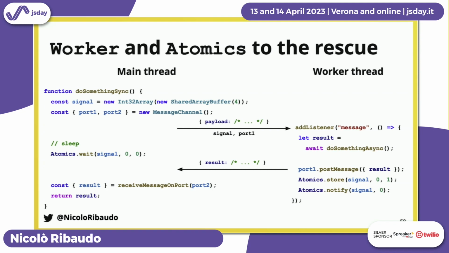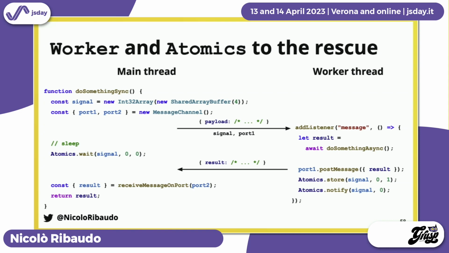The main thread sends the payload, with all the information about the task to perform, and this signal and this communication port to the worker thread. And then using Atomics.wait, it just sleeps. This wait on signal, 0, 0 means sleep if the 0th element of our shared array buffer is 0. It just sleeps and does nothing. It's not an asynchronous pause. It's literally putting the thread to sleep. In the meantime, the worker thread can perform its asynchronous tasks. I forgot an async there, but you can see an await. And when it's done, it sends the result using the message channel port to the main thread. Then it updates the signal, replacing the 0 value with 1, and it notifies the main thread that something has changed.